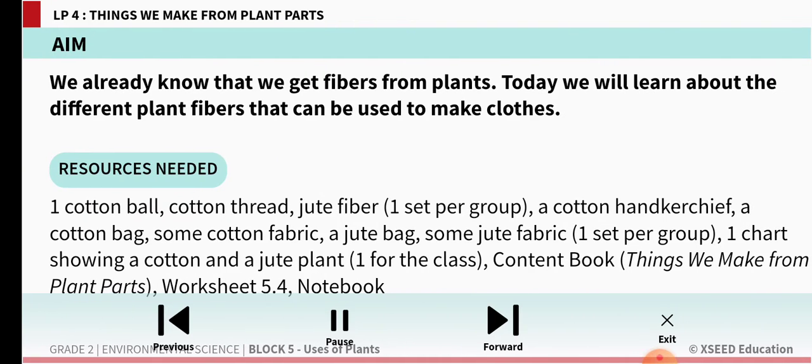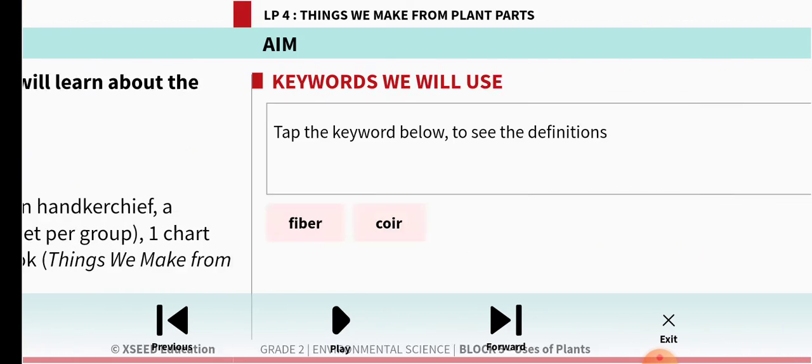The aim of today's class is, we know that we get fibers from the plants. Today we learn about the different plant fibers that can be used to make clothes. So, fiber to make the clothes. We are learning, we get fibers from plants and animals. Today we are going to learn about the plant fibers.